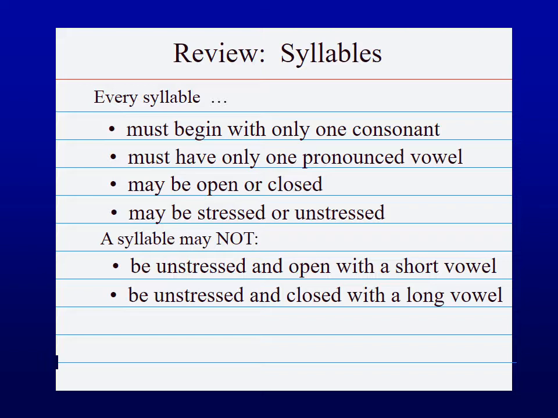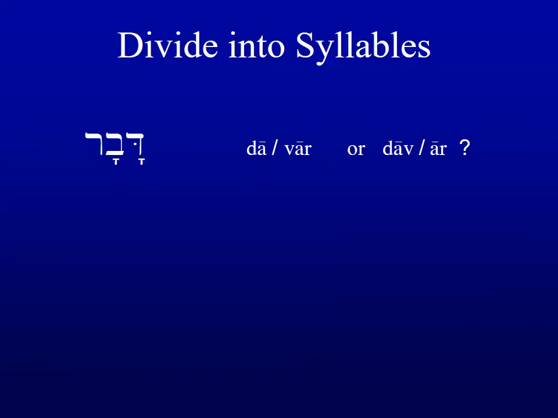Now, those rules are a little confusing, but as you begin to look at more Hebrew words, you'll begin to see how they work, and you'll gain some confidence in pronunciation. So, let's look at a few words and divide them into syllables. If you look at this word in Hebrew, we have our three consonants and two vowels. Both of those vowels are long vowels. The stress is not marked in this word, so we can assume that it's on the second syllable.